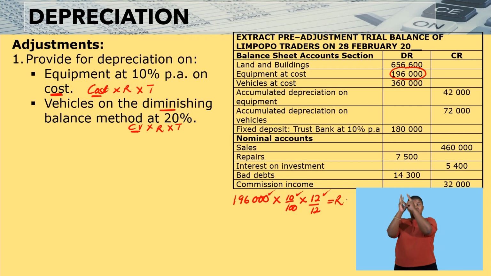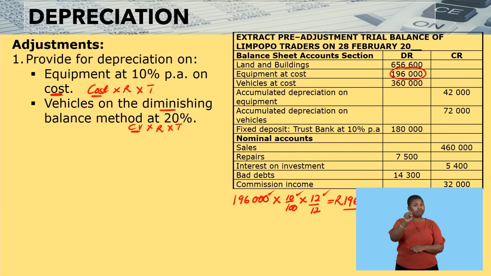How much do you then get? You get 19,600. That becomes your depreciation. This is depreciation for our equipment, but we also need to calculate depreciation for our vehicles. With our vehicles, we are told that the cost price of the vehicles is 360,000, but we don't calculate on the cost using the diminishing balance method.